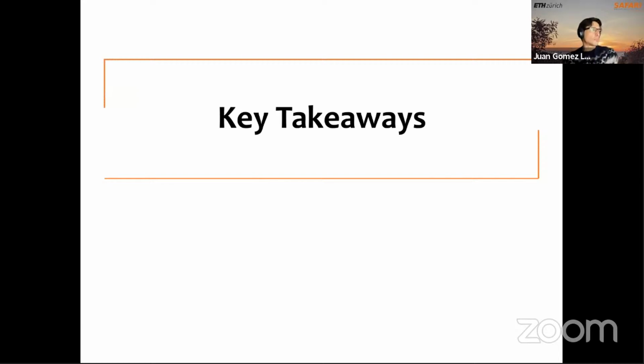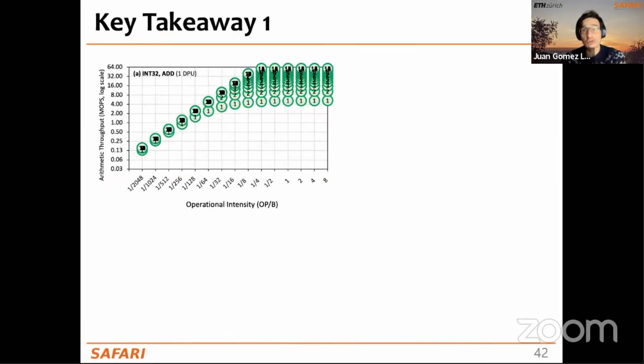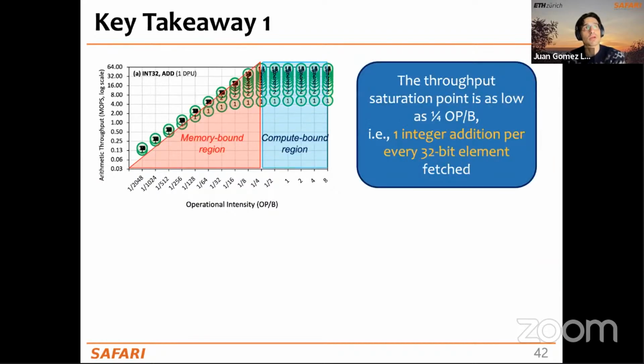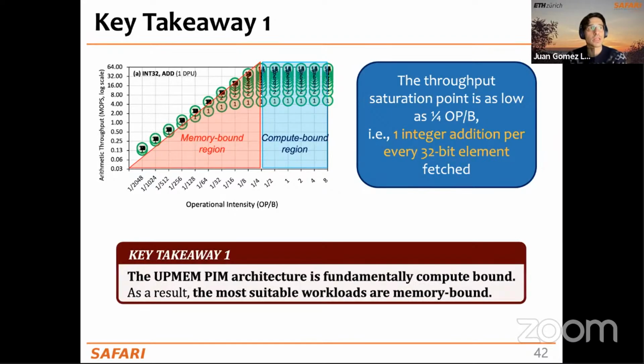Okay, just to conclude, let me give you some key takeaways. The first one we actually discussed in a past lecture. Remember that we talked about a memory bound region and a compute bound region in the DPUs. In the memory bound region, we observe that the arithmetic throughput increases as we increase the number of tasklets that we use, and it's normally for workloads that have very low operational intensity. Remember actually that the throughput saturation point was pretty low, even for integer addition.